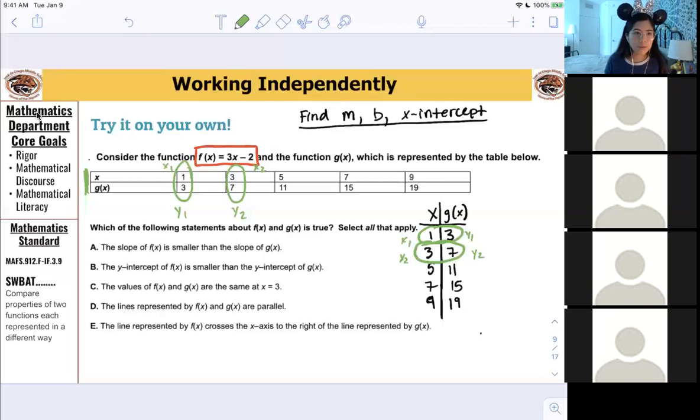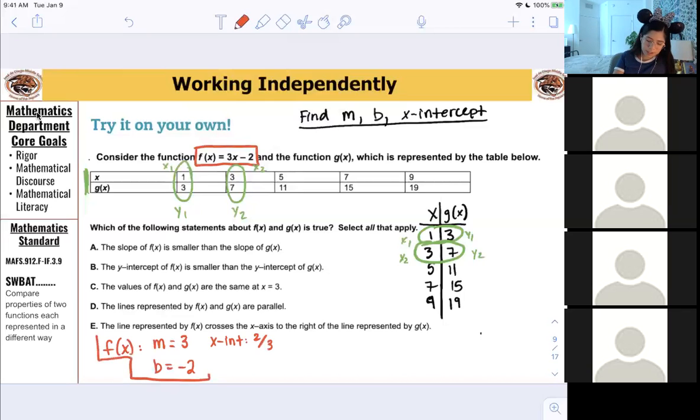All right, so real quick, for f of x, for my equation, straight from the equation, I'm not doing any math. I know that the slope is what? 3. Y-intercept is -2. And the x-intercept, did anyone get it? 2/3. You can try it on your own. You guys know the steps already. You're going to set it equal to 0, and you should get the same answer.